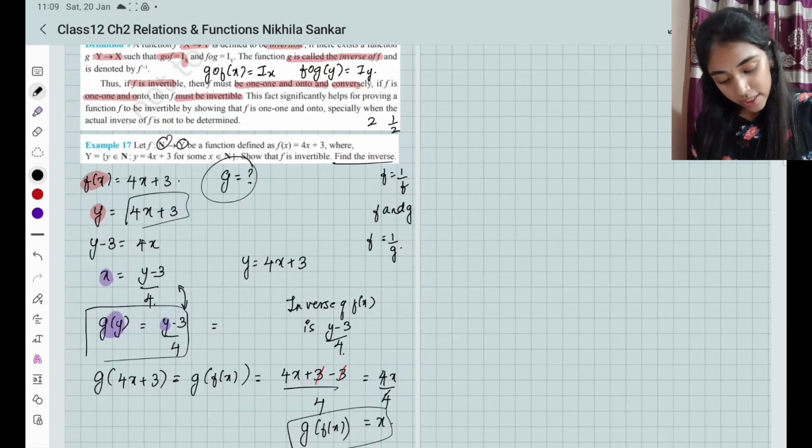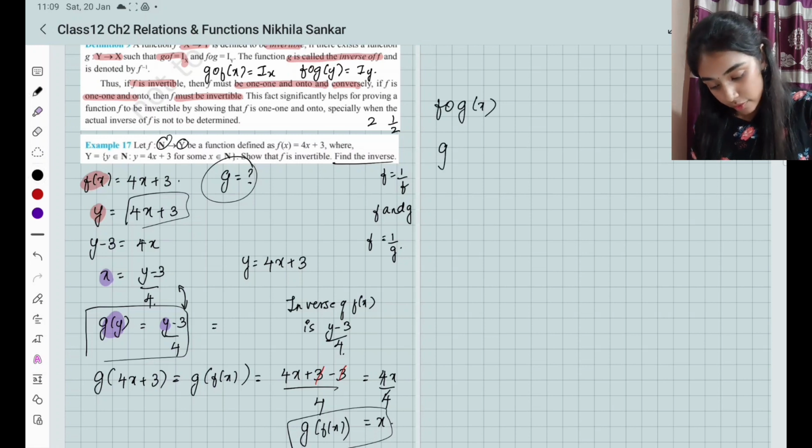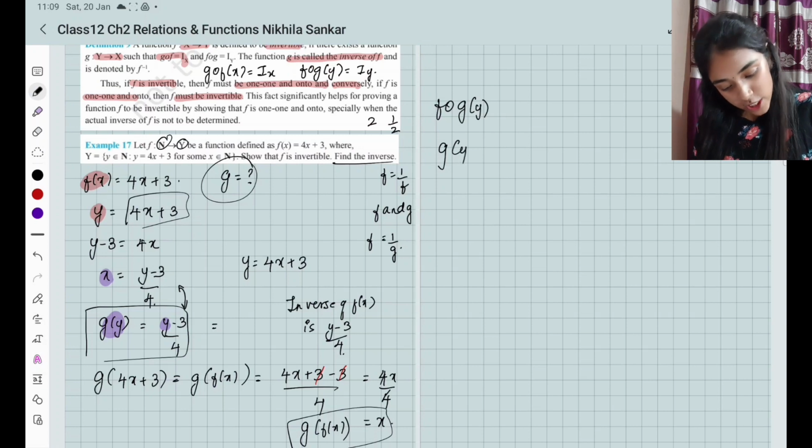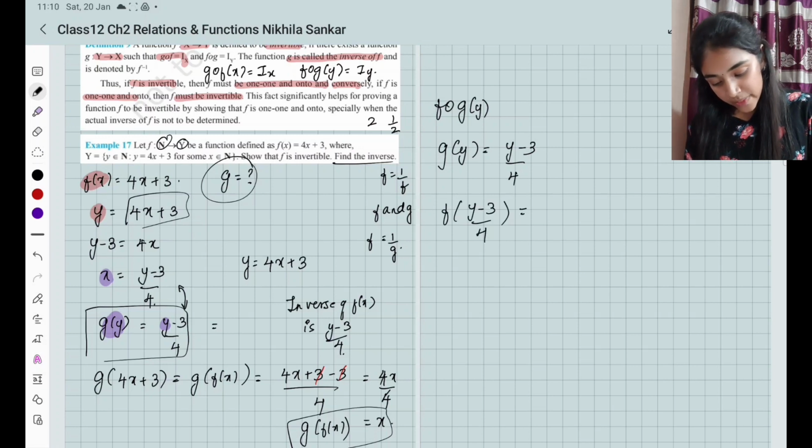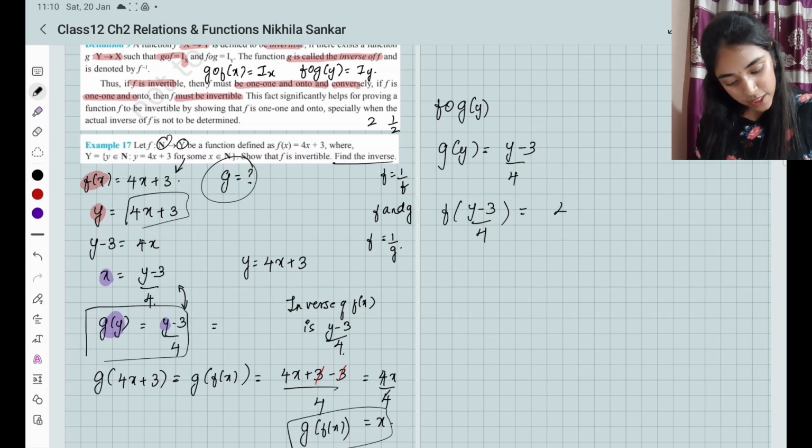In the same way, you also have to prove it the other way, for f of g of x. Correct? Now g of y. Okay, always remember you also have to do it for f of g of y. So what is your g of y? You just found it to be y minus 3 divided by 4. So now f of y minus 3 divided by 4 is going to be, what is your f of x function? It is going to be 4x plus 3. So 4 times, in place of x, I'm going to substitute this, plus 3.